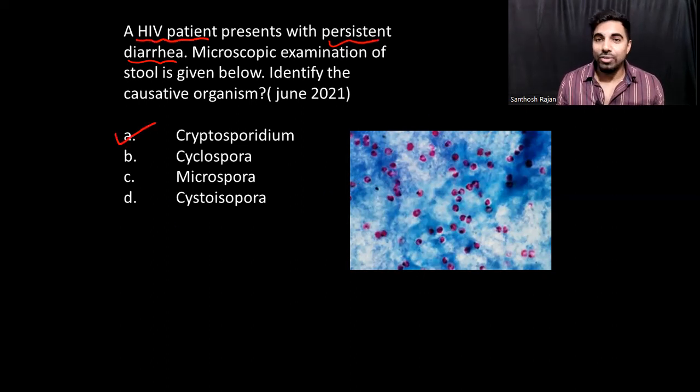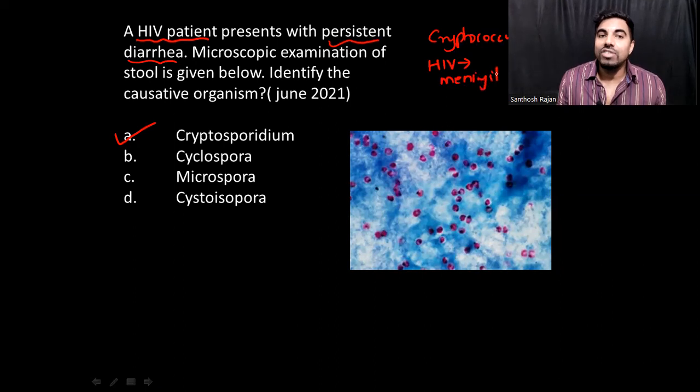Sometimes be careful. Examiners might give you cryptococcus. But cryptococcus in an HIV patient causes what? Meningitis. The most common cause of meningitis in an HIV patient is cryptococcus, but the most common cause of diarrhea in an HIV patient is cryptosporidium. Of course, even cyclospora and cystoisospora can also cause it. So you should know the differences.